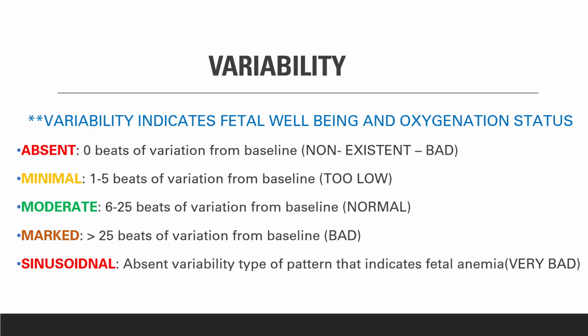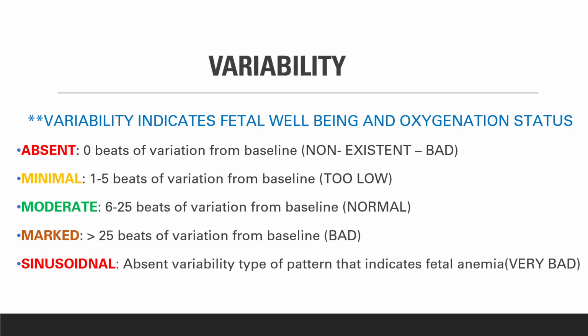Marked variability is when there's greater than 25 beats per minute above or below the actual baseline, and this is very, very bad. Usually this is a compensatory mechanism where the baby is basically compensating for the distress of whatever situation it's going through.